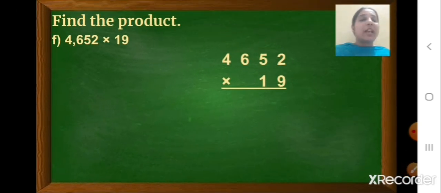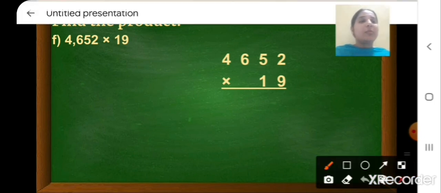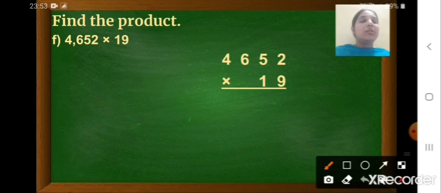Now question number F is 4,652 multiplied by 19. So let's start from the ones place. So 9 2s are, or 2 9s are, 18. So 8 we will write here and 1 will be carried over to the tens place of the multiplicand.